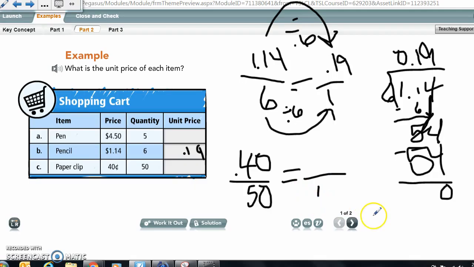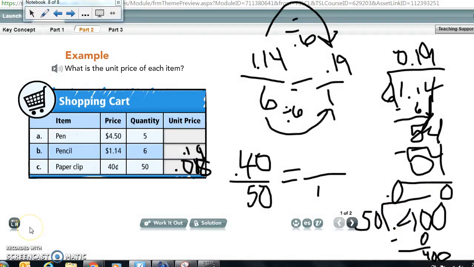Okay, so how do I get from 50 to 1? Divide by 50. So if I have 50 out here, 50 goes into 4 0 times, sorry. And then 50 goes into 40, 0 times. Okay, so then 50 goes into 400 8 times, because 8 times 50 is 400. So my answer must be 0.008.